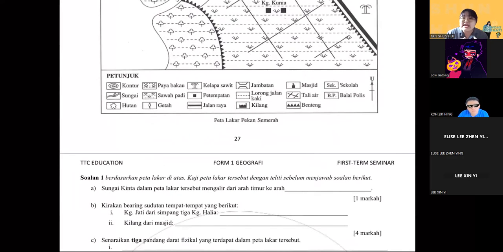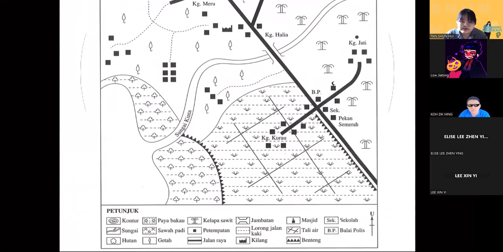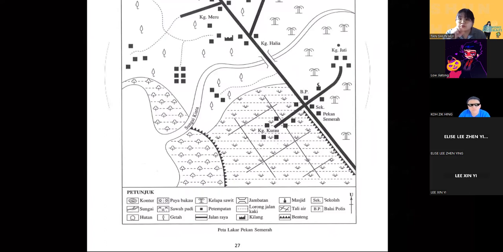Like, you see, A, they say, Sungai Kinta dalam Perth mengalir dari timur ke arah apa? So they might also ask you a question like, berikan arah padi, alright? Or berikan arah Kampung A, Kampung B, C, D, E, F, G, alright? Can you understand? This is also one of the ways of asking you a question. Come on, be careful here.